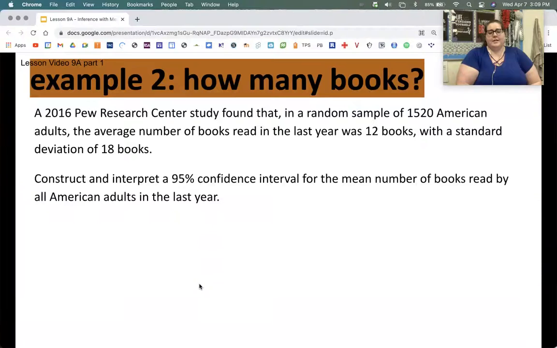So that's our population data. We're going to construct and interpret, that is not our population data. That's our sample data. Sorry. We're going to construct and interpret a 95% confidence interval for the mean number of books read by all American adults. So we have sample data, and we're using that sample data to estimate what might be true about the population.